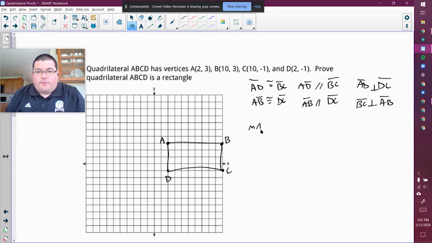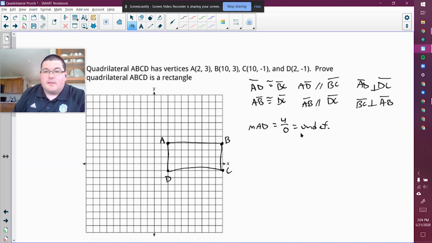So the slope of AD. Well, what do we notice about the slope of AD? The rise there is 4, but what's going on with the run? The run is 0, right? And so we have an undefined slope.